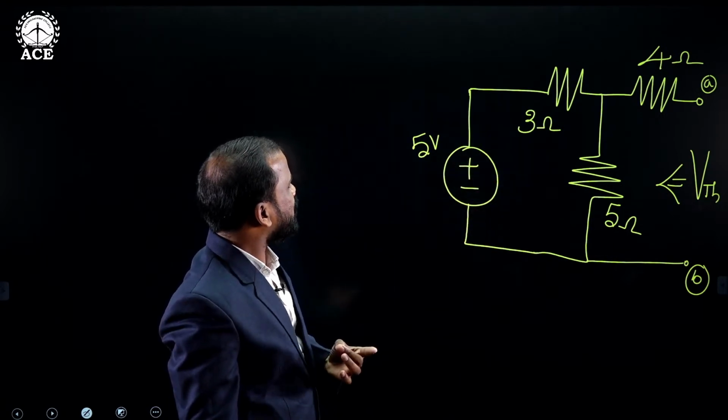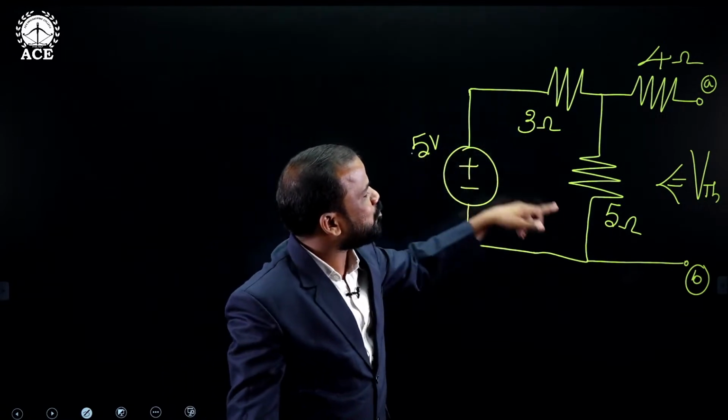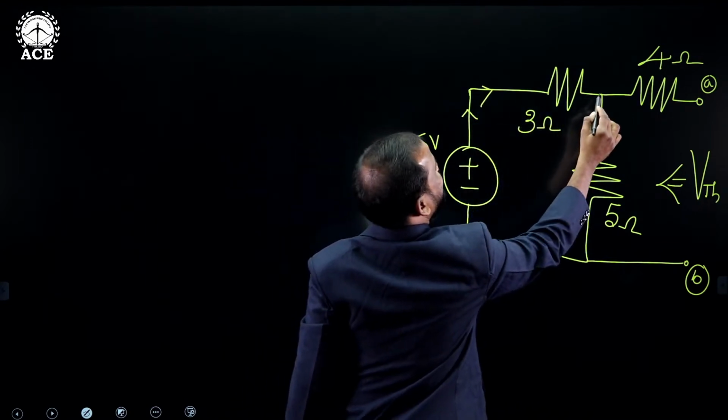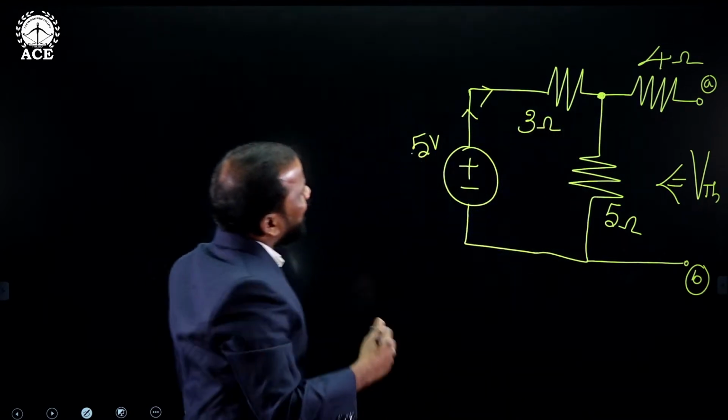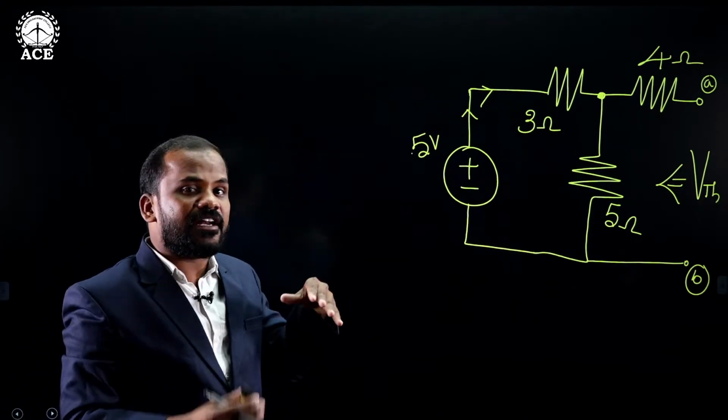8 ohm resistance and 5 volts already there. So I is equal to 5 divided by 8 ohms gives the value of current. That current is starting from here and it will reach this point. After reaching that point, the current tries to divide into 2 branches.